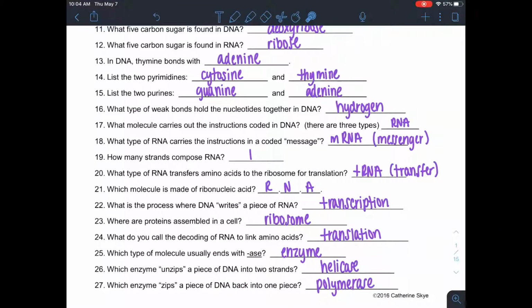Now for 27, which enzyme zips a piece of DNA back into one piece? That would be polymerase. Polymerase is also the enzyme that makes RNA, right? So polymerase has multiple roles here.